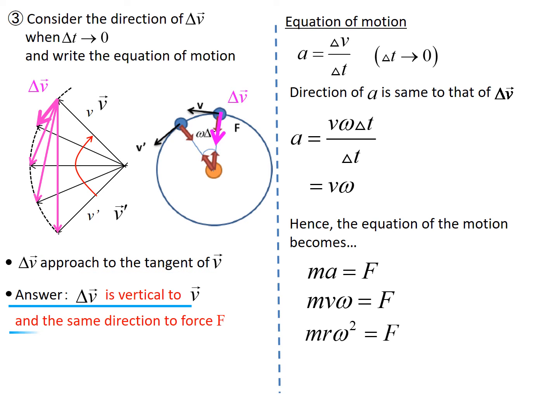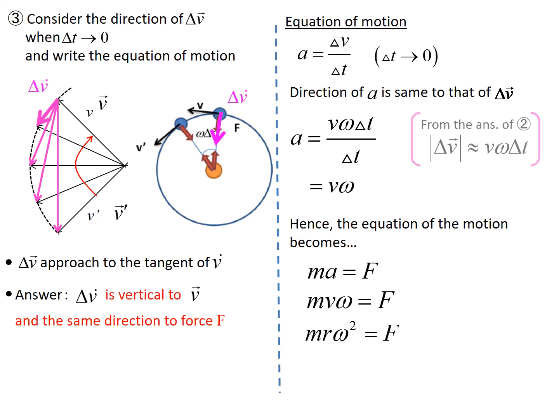The delta v vector also points toward the center of the circular motion, which is the same as the force F vector. Finally, we consider an equation of motion. We can represent the acceleration by dividing the delta v vector by delta t, and take a limit where delta t is 0. The direction of the acceleration corresponds to the direction of the delta v vector, which is the same as the direction of the force according to the previous discussion.